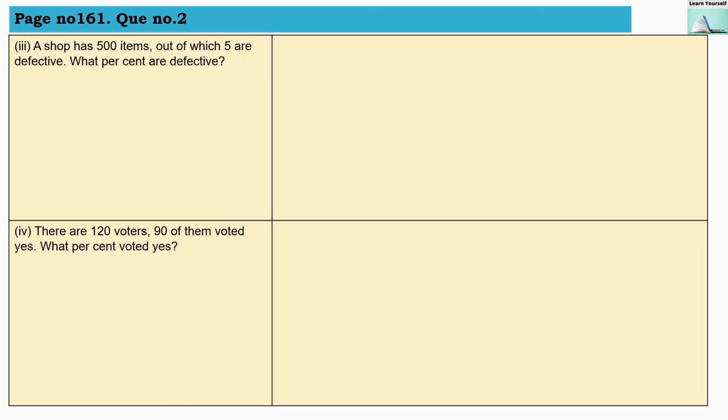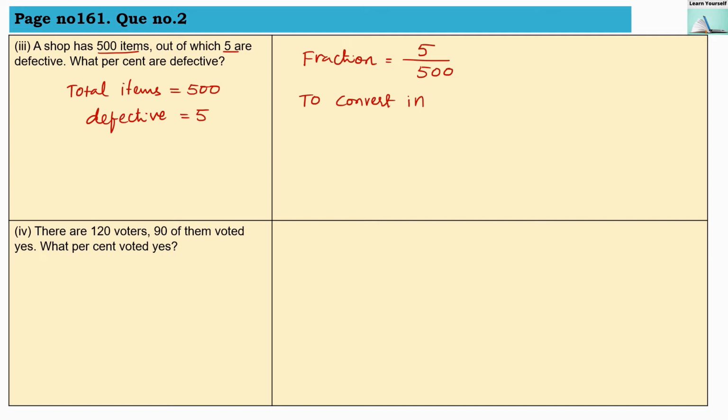Question number 3. A shop has 500 items, out of which 5 are defective. What percent are defective? So total items are 500 and defective items are 5. So how can we represent this into a fraction? Fraction is desired quantity divided by total quantity. So desired quantity is 5, this many items are defective, divided by total quantity, so divided by 500. Now to convert this into a percentage, we have to multiply this with 100.